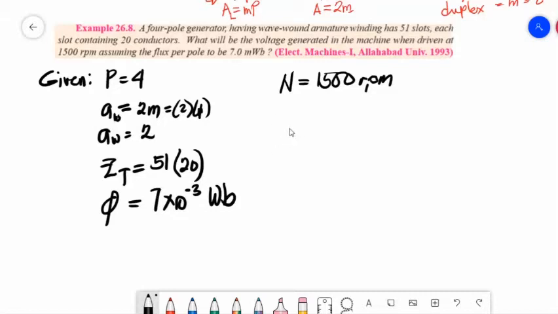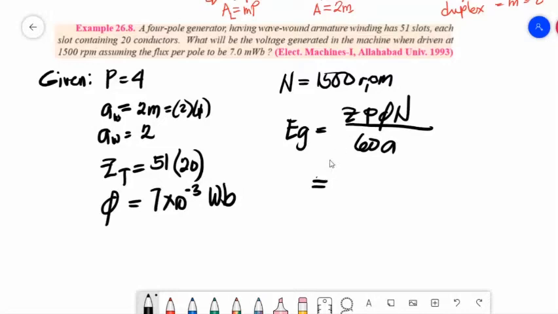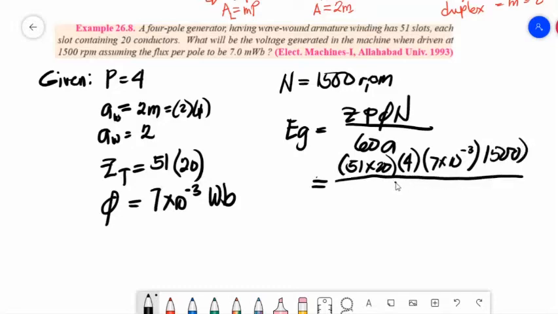Our formula for the generated voltage EG is equal to P Z flux N divided by 60A. So EG will be equal to 51 times 20 times the number of poles 4, times flux 7 times 10 raised to negative 3, times N which is 1,500, divided by 60 times 2. EG will be equal to 357 volts.